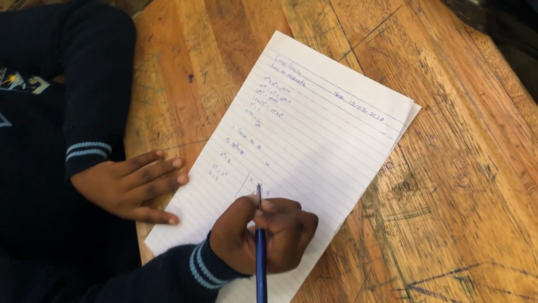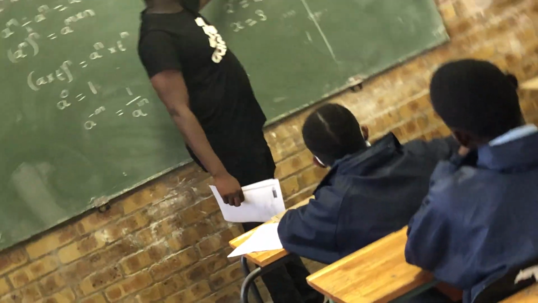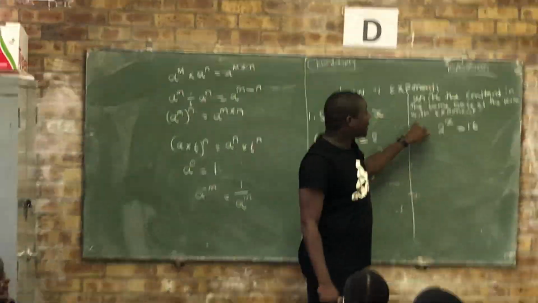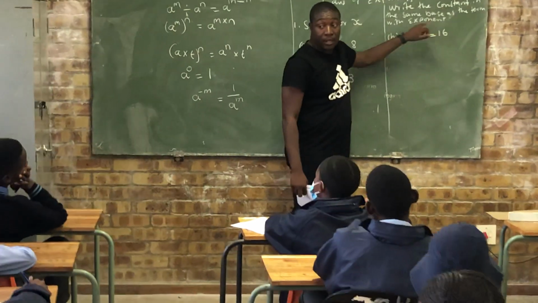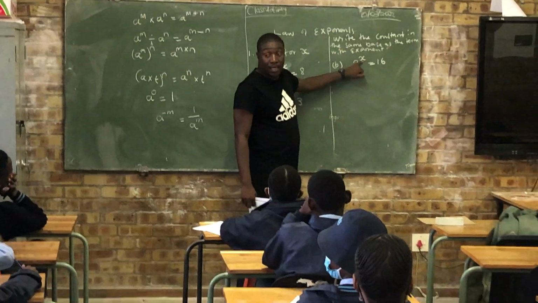Write the constant. Which one is constant? 2? No, 2 is not a constant. It's an exponential form again. 16 is a constant again. And the method says that you should write the constant in the same base as the term with the exponent again. So what is the term that has an exponent? It's 2 to the power 8 again.